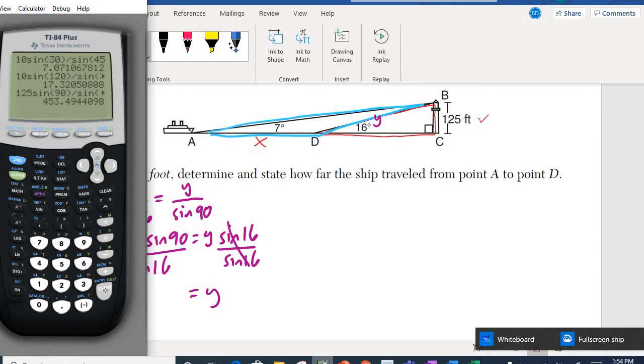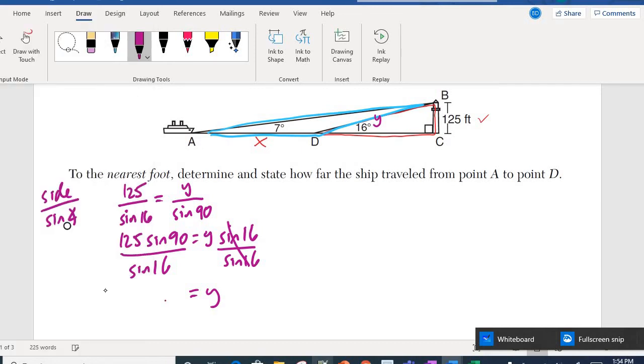Now, I'm not going to round here, because if I round here, I'm going to cut my value off short. We round at the end. It's generally safe to say we go about 4 decimal places. All right, so I'll say 453.4944. 4 decimal places should be safe.